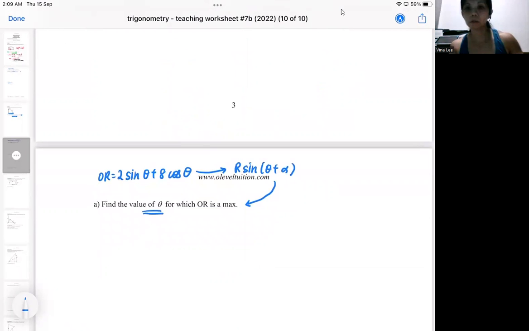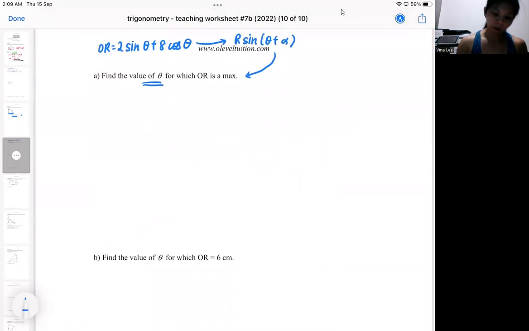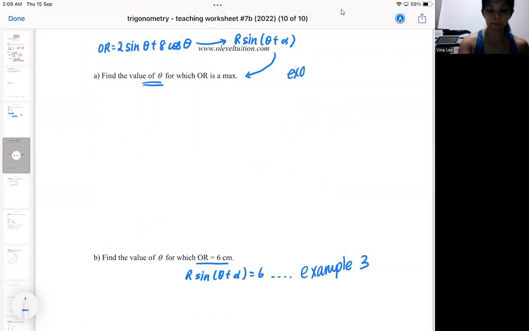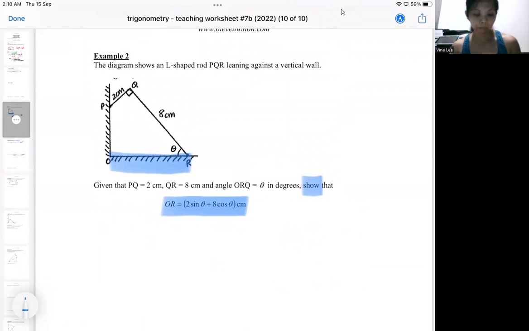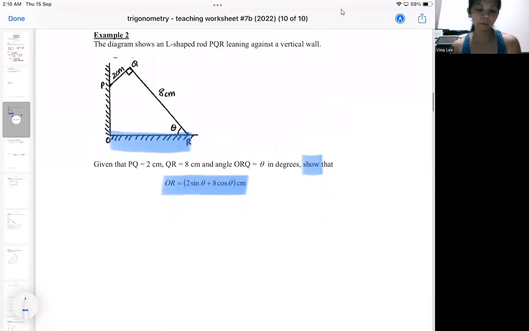So if, let's say, you couldn't prove, do your R formula, find the maximum and the corresponding value, and also solve for the equation. So take the converted R formula, solve. This is what you learned in the previous teaching worksheet, example 3, example 4. Right now, our concern again is to get the proof. So for this question, in order to get the proof, you actually need to cut the diagram.